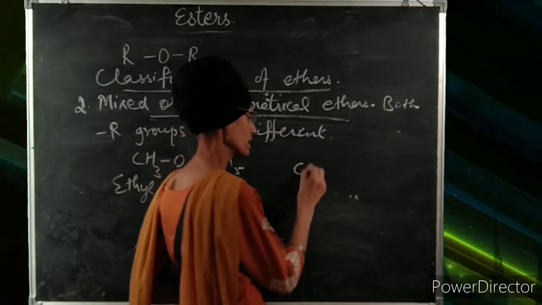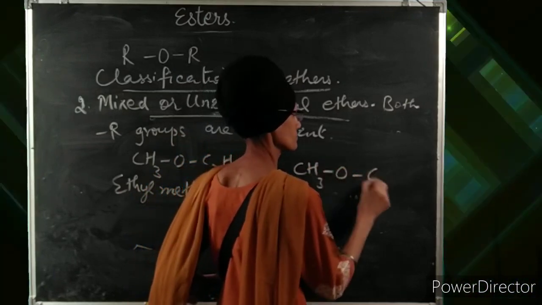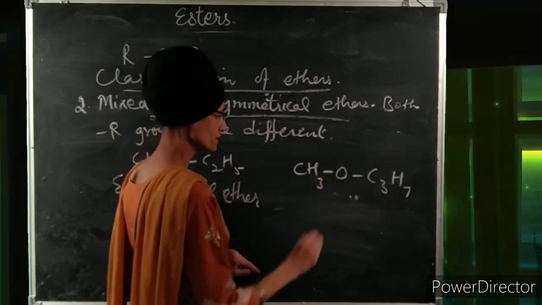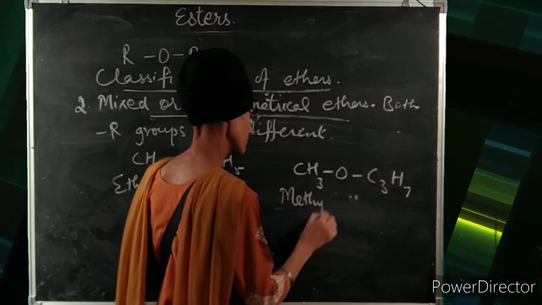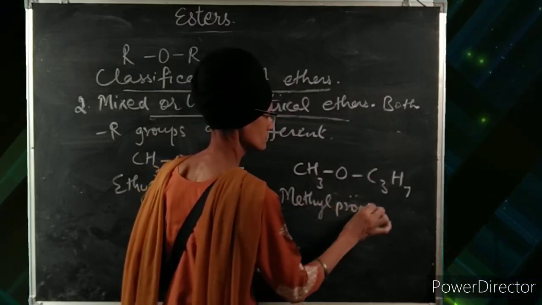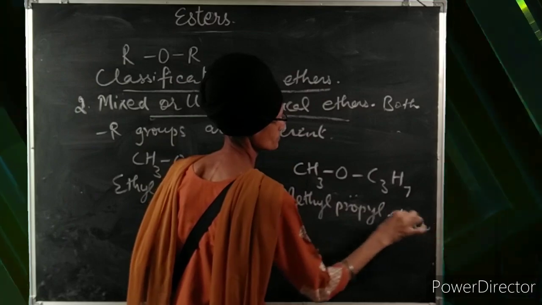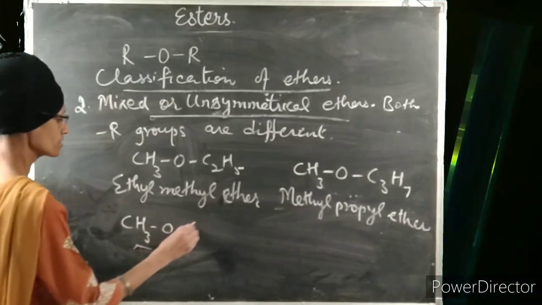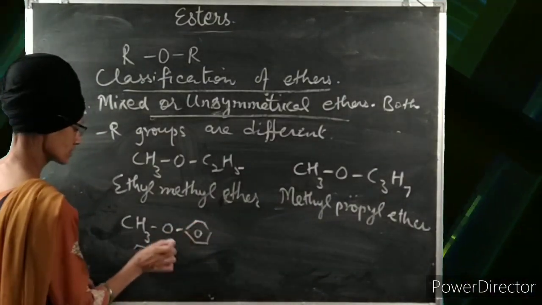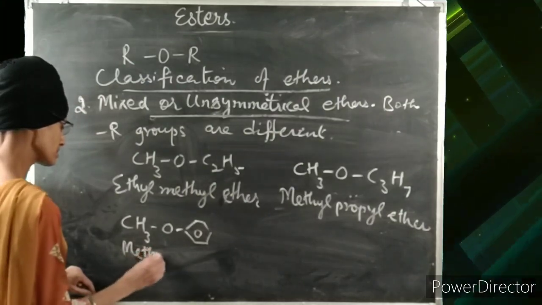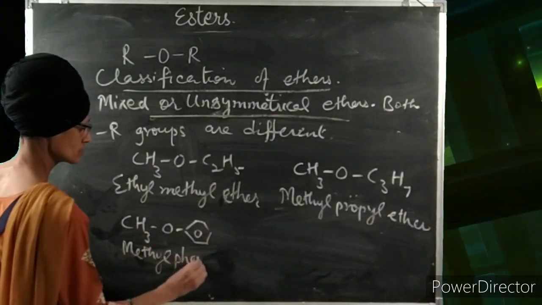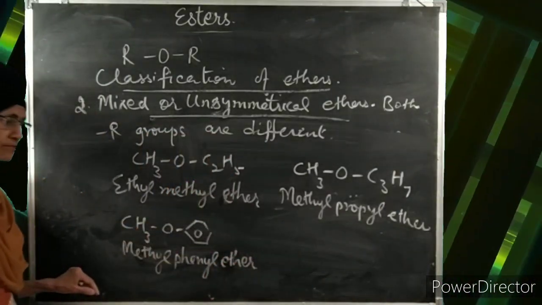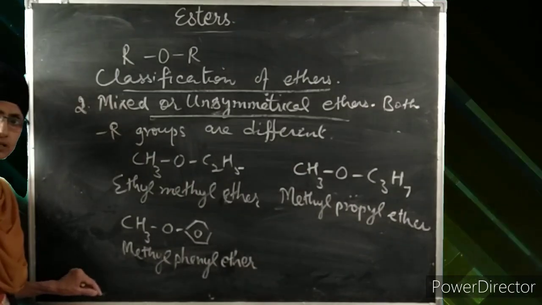Similarly, we can take methyl propyl ether. Methyl will come first alphabetically, P afterwards. Similarly, methyl on one side, phenyl on the other side. Again alphabetically, M will come first, so methyl phenyl ether. All these are examples of mixed or unsymmetrical ethers.